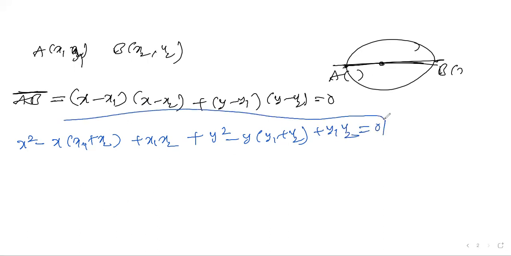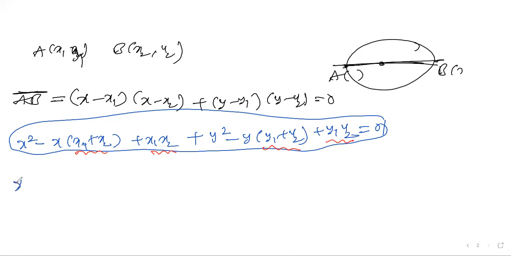This is the equation for a given solution. But in this, we don't want x1 and x2, y1 and y2. You should not write it out, but we know the values. What is the value of x1 plus x2? What is the value of x1 into x2? What is the value of y1 plus y2? What is the value of y1 into y2? These things we already know.